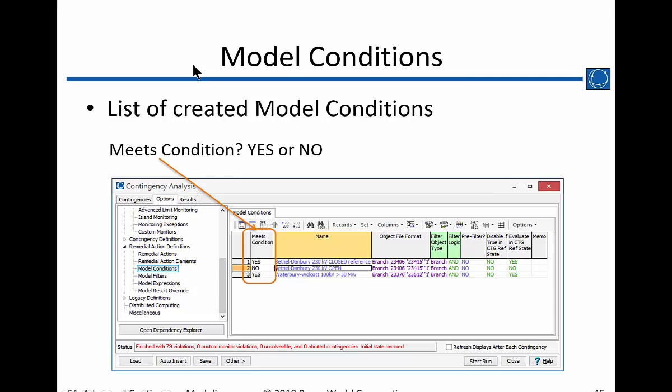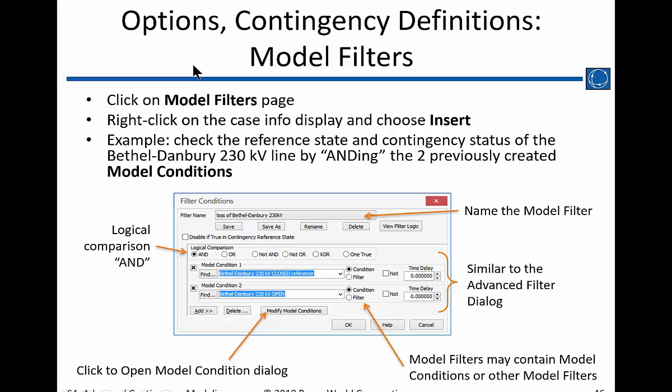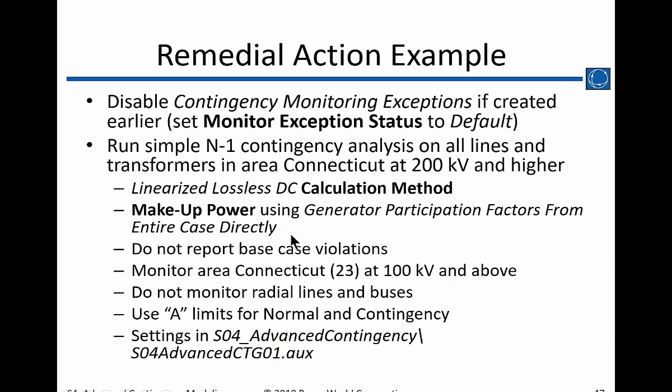So here's our list of 3 model conditions that we've created so far, and then this is the slide that describes the creation of that model filter, and we've ANDed 2 of the conditions that we already made in order to create this new filter right here. Okay, so now we're going to build a remedial action, and we've gone through these building blocks right here. What I'm going to do for the next part of it is load an auxiliary file. It'll do the rest of the things, and then we'll take a look at what's inside the remedial action and step through it.